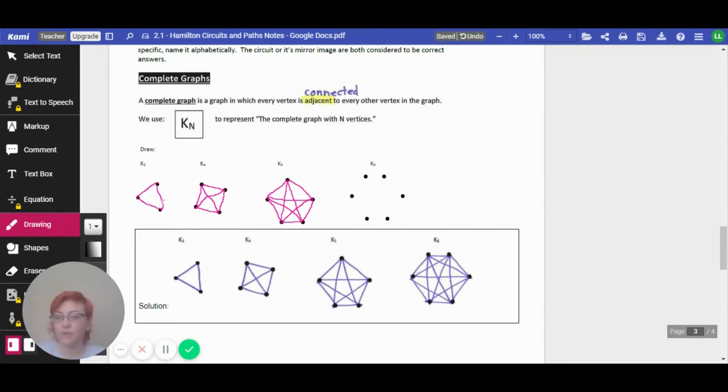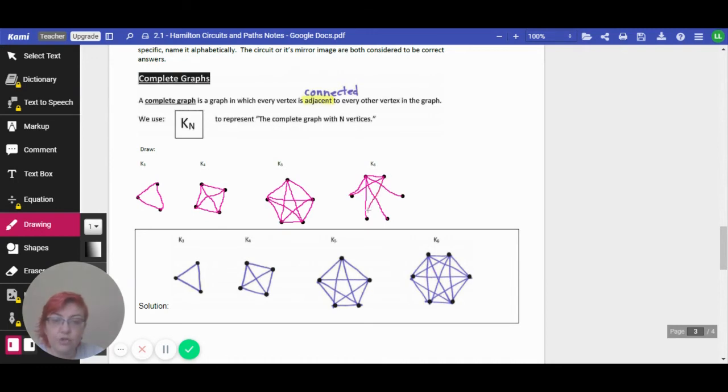All right, let's look here. K3 has 3 vertices, and each vertex is of degree 2. K4 has 4 vertices, and each vertex, 1, 2, 3, is of degree 3. K5 has 5 vertices, and each vertex is of degree 1, 2, 3, 4. So it looks like for a Kn graph, each vertex will have degree n minus 1. So I know that with a K6, every vertex should have 5 connecting lines branching out to the other vertices.